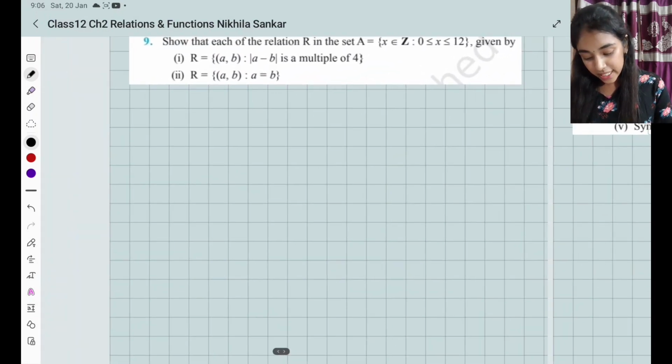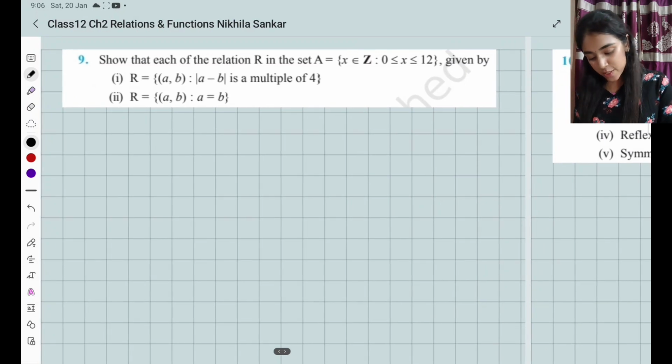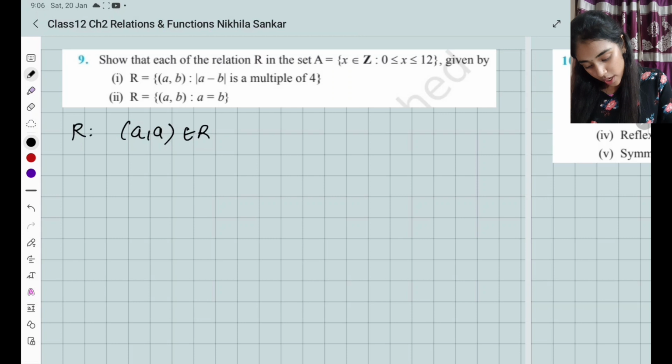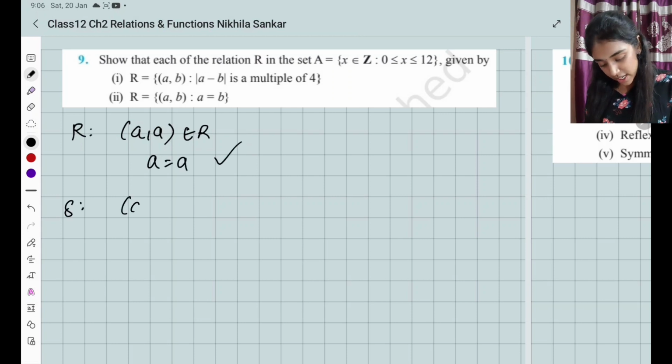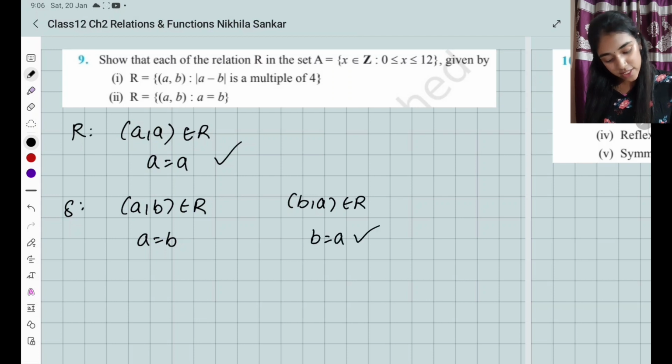Question number 9 second subsection. You have a equals b. So this is also very easy. Reflexive means a comma a belongs to R, which means a equals a. So this is going to be a reflexive relation. Now what does symmetric mean? You have a comma b belongs to R, which means we say a equals b. Similarly if b comma a belongs to R, you have b equals a. So this is also true, which means this is going to be a symmetric relation.